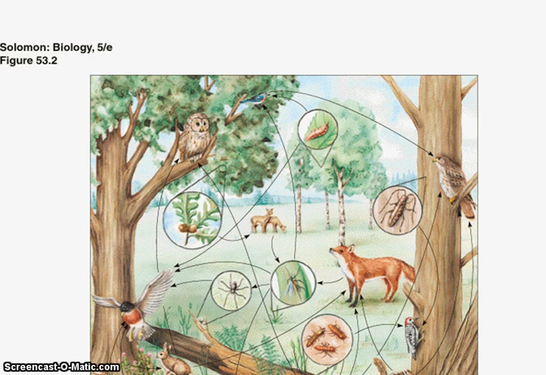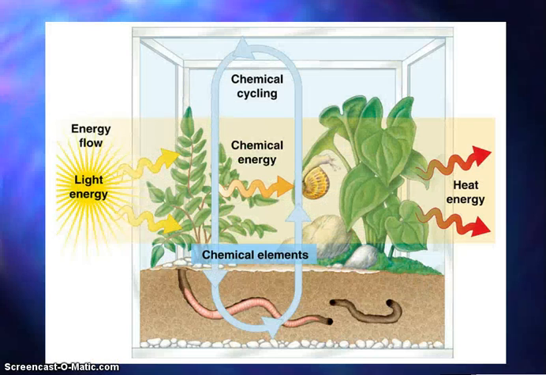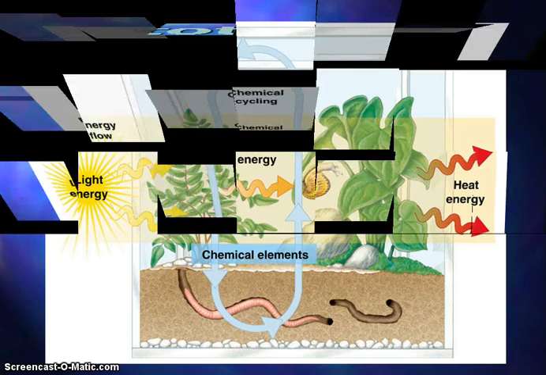So now we're going to learn about all the different parts of the food chain. One thing before we do that, I want to point out that it is a cycle. We do recycle a lot of things, and we do lose a little bit as heat energy.